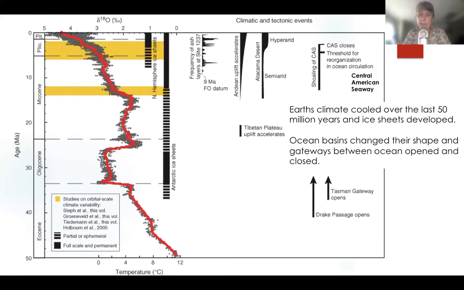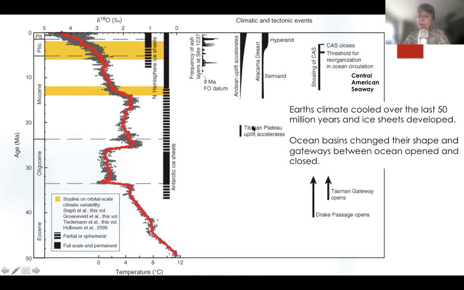So this is a compilation of many, many cores taken over many, many years. And we can see from 50 million years ago towards the present that we've seen cooling on the planet. During this time period, we have had gateways open, like the Drake Passage between Antarctica and South America, and the Tasman Gateway between Antarctica and Australia have opened up, and that's provided us the Southern Ocean and begun the isolation of the Antarctic continent. And so Antarctica saw the early development of ice sheets.